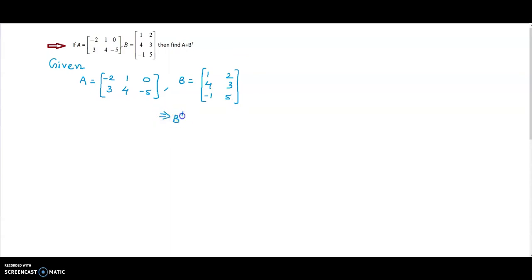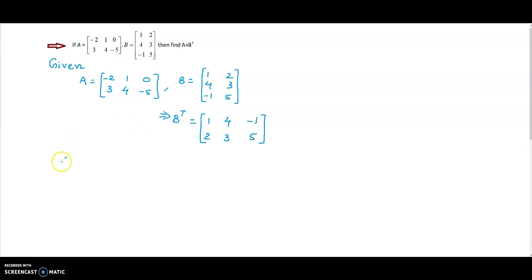Remember, the transpose of B is denoted as B power capital T, and it is obtained by either interchanging the rows into columns or columns into rows. So here we will interchange the rows into columns. First row is 1, 2. We will make the first row the first column. Second row 4, 3 will become the second column 4, 3. Third row -1, 5 will be converted into the third column -1, 5.